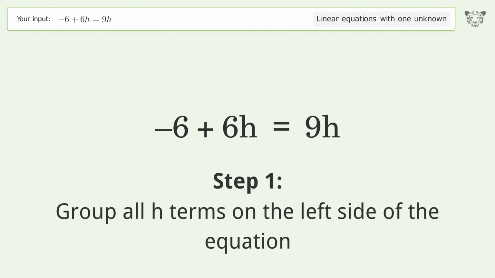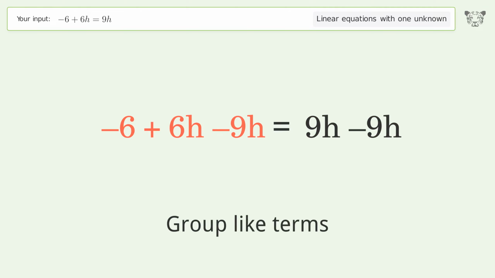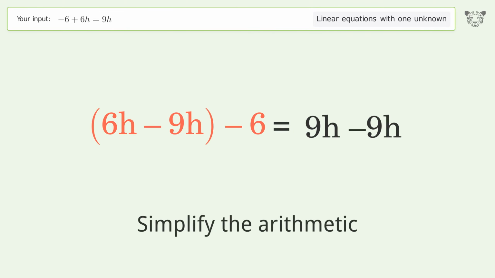Group all h terms on the left side of the equation. Subtract 9h from both sides. Group like terms. Simplify the arithmetic.